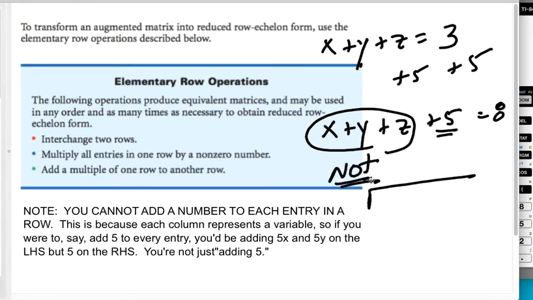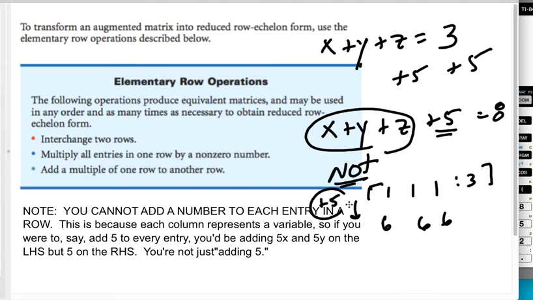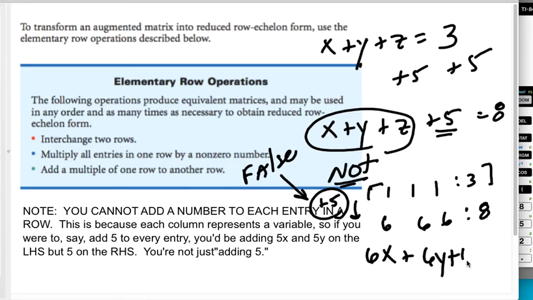So let's say that you look at the row. You have this row 1, 1, 1, 3, right? If your logic is, oh, I'm just going to add 5 to all of them, that would be 6, 6, 6. Like if you think you can add 5, which you can't, right? This is false, but I just want to show you what happens. Wouldn't that look like this? Well, wouldn't that be the same as 6x plus 6y plus 6z equals 8, which is not true, right?